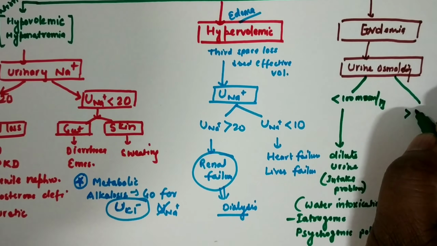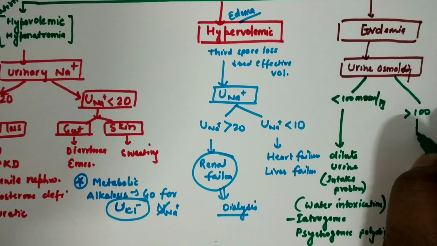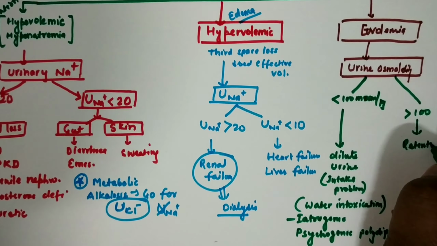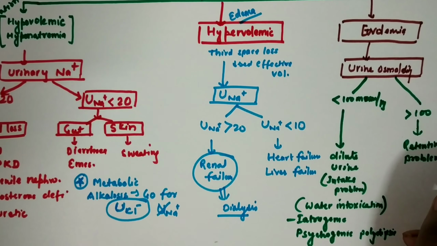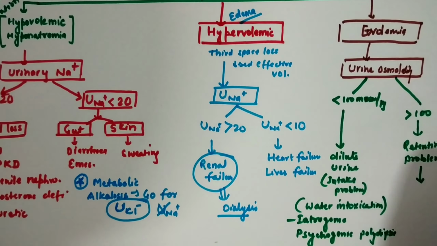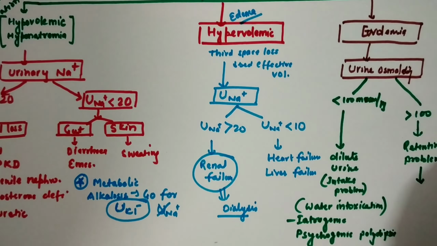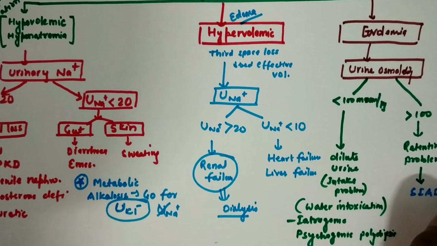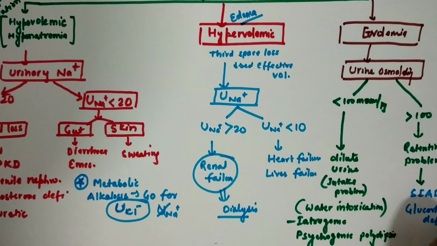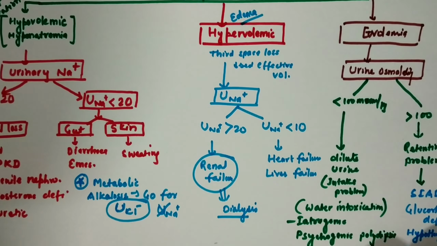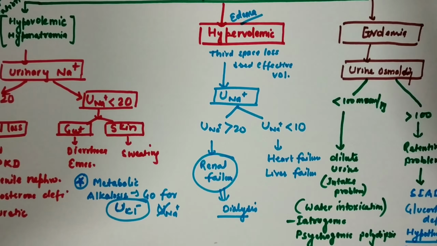And if we get urine osmolality more than 100, then there must be some retention problem. There is an increased level of ADH, as occurs in SIADH, glucocorticoid deficiency, hypothyroidism, and drugs. In this condition, we have to supplement the hormones cortisol and thyroxine.